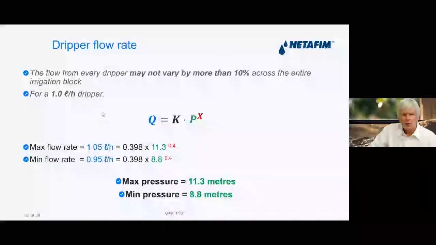Now, if we do that very same calculation to get our maximum and minimum flow rates, our maximum flow rate of 105 liters an hour, and our minimum of 0.95 liters an hour, where I'm pointing to now, that will result in pressures of 11.3 and 8.8 respectively. Okay, so our maximum pressure is going to be 11.3 meters, and our minimum pressure is going to be 8.8 meters.